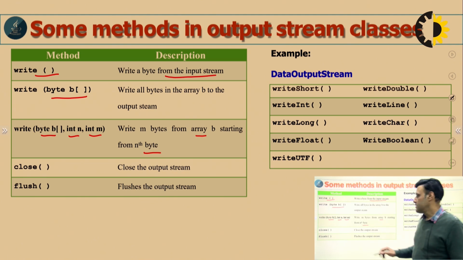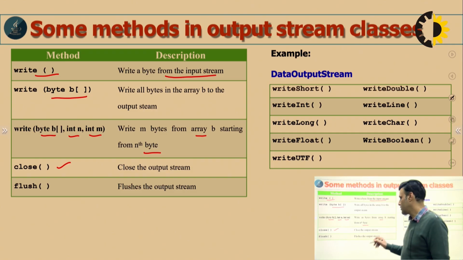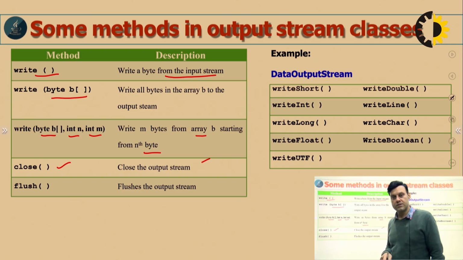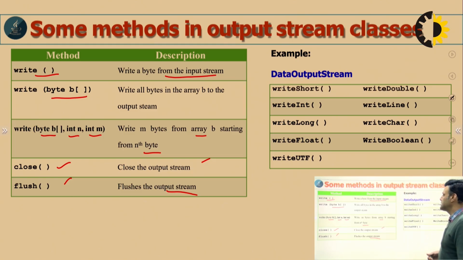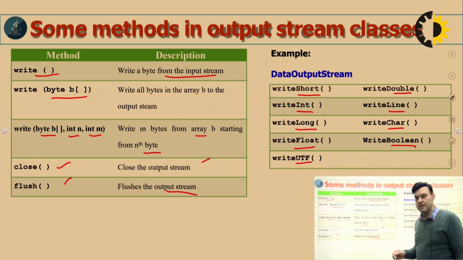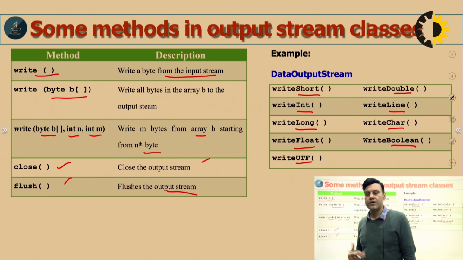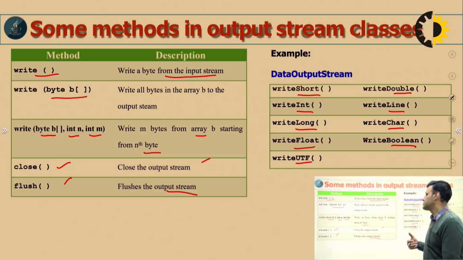The close method closes the output stream. Similarly, the flush function flushes the output stream. Flush means refreshing, just like that. Then some of the examples are: write short, write int, write long, write float, write UTF, write double, write line, write char, write boolean. Similarly, just like the input stream functions, we have some output stream functions, and these data output streams can be used here.